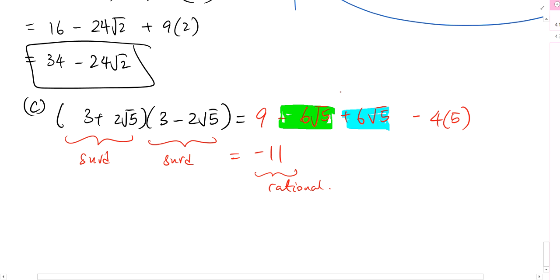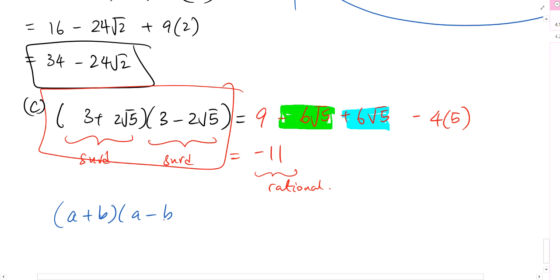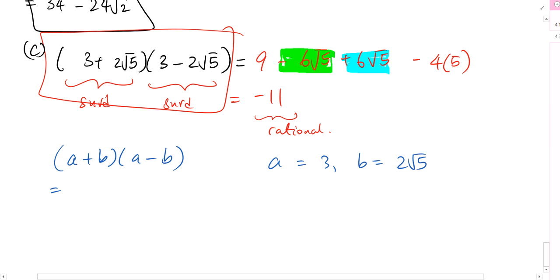What's so special about this? These two surds, do they remind you of something? What does it remind you of? A plus B, A minus B. Right? Where in this case, A is equal to 3 and B is equal to 2 root 5. Okay, we know that A plus B times A minus B gives us something. What does it give us? A square minus B square.